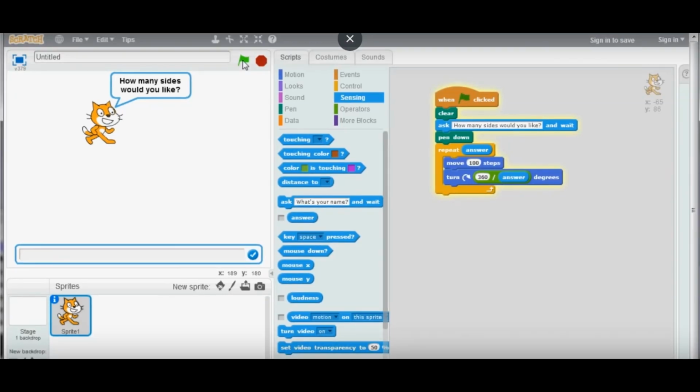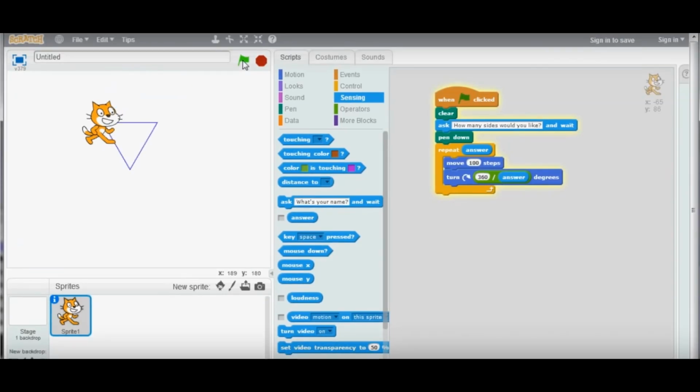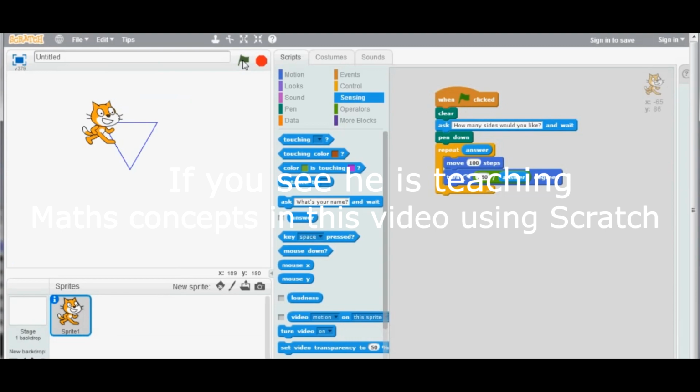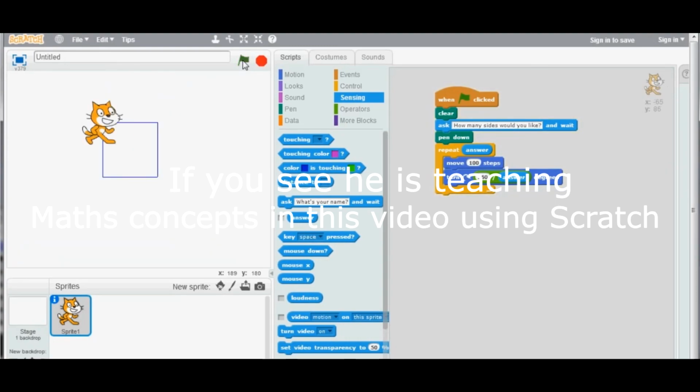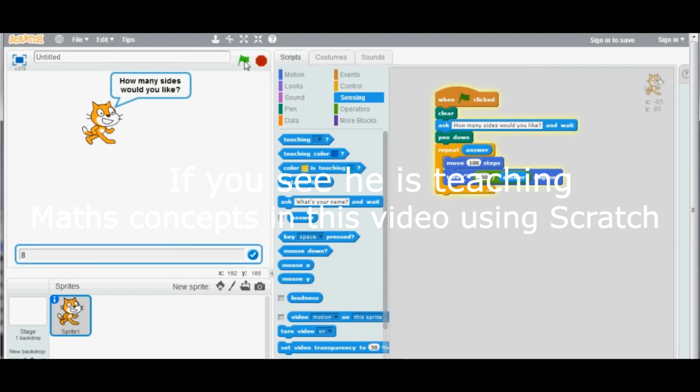There. And I can keep going on. So I can say 8 sides for an octagon, for example. And the biggest shape that I know the name of is 12-sided, which is a dodecagon.